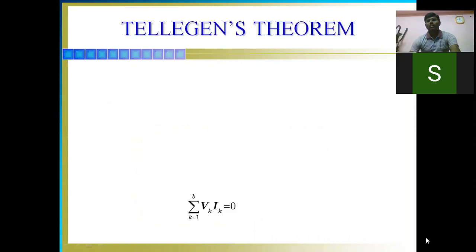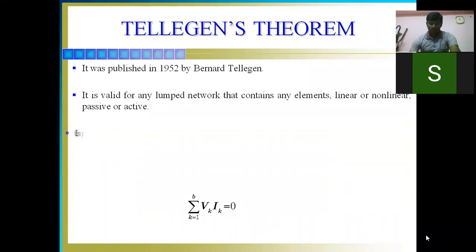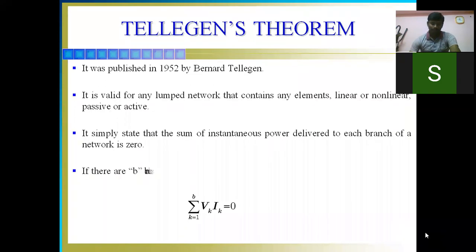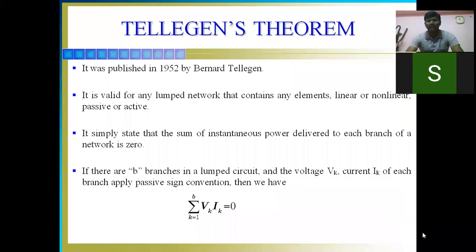So this is called Tellegen's theorem. I told you already, each theorem has its own significance and each theorem has its own applications. This is another theorem published by Bernard Tellegen in 1952. It is valid for any lumped network that contains any elements, linear or non-linear, passive or active.